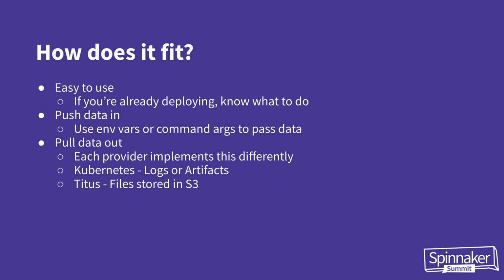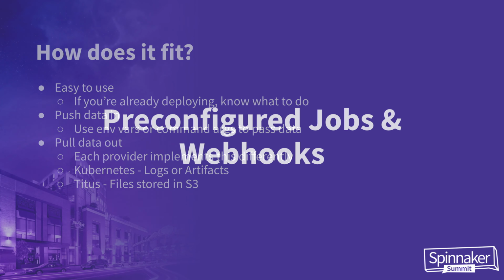Something to note, and it is interesting, is that each provider implements this a bit differently. Kubernetes is via logs or artifacts. With Kubernetes, if I echo a Spinnaker property with a key, we'll parse that. If I echo some JSON, we'll parse that and pull it into the context. As I understand it, Titus puts files out to S3 and they're fetched. The idea is we want to pull data out. How it's implemented varies between providers.